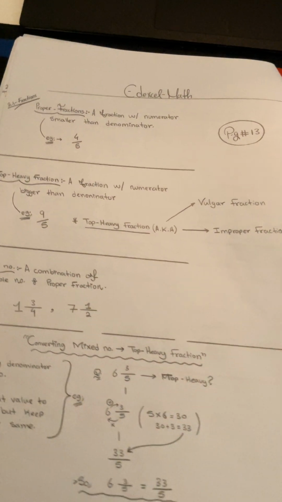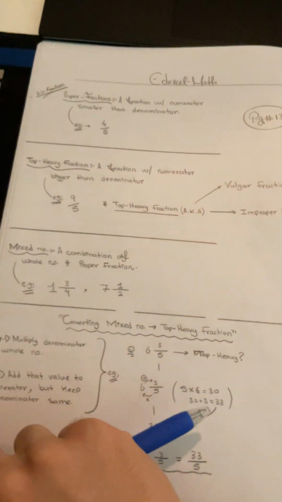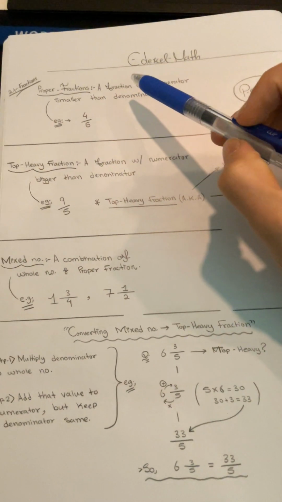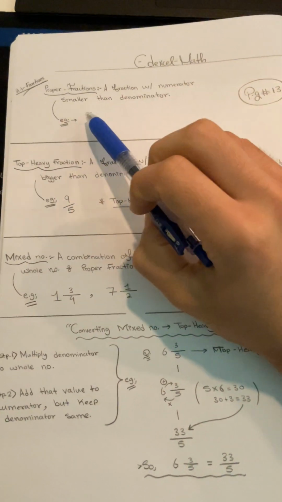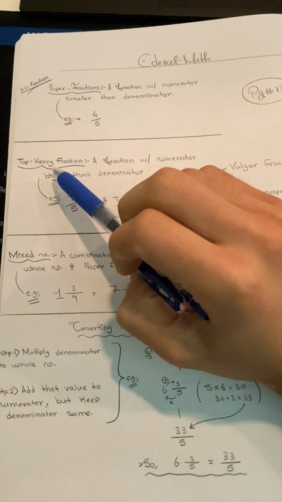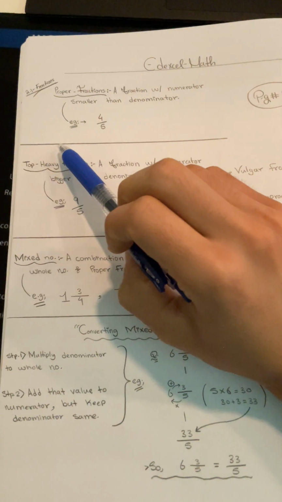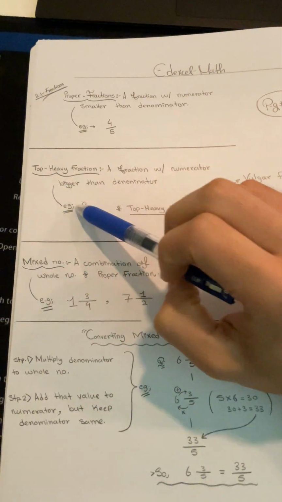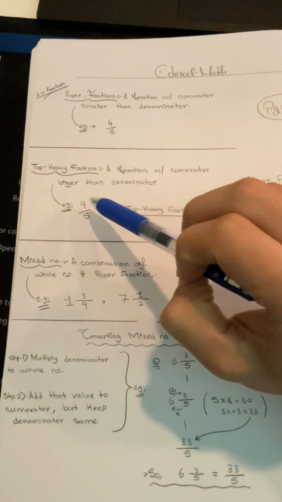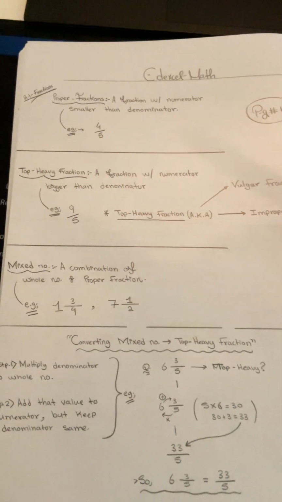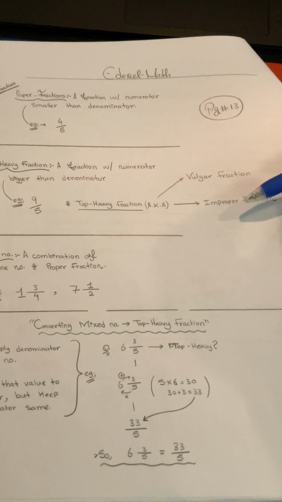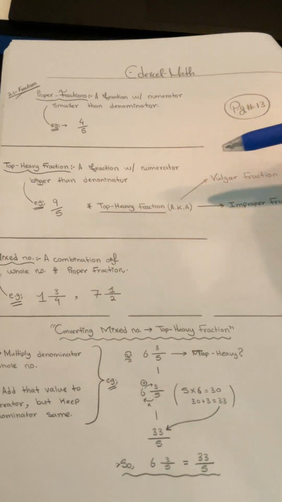Now let's have a look at the types of fractions. We have the proper fraction, the top-heavy fraction, and the mixed number. A proper fraction is a fraction when the numerator is smaller than the denominator. Top-heavy, just referring to it by its name, top is heavier. So the numerator is greater or bigger than the denominator. Okay? The top-heavy fraction is also known as the improper fraction or the vulgar fraction.